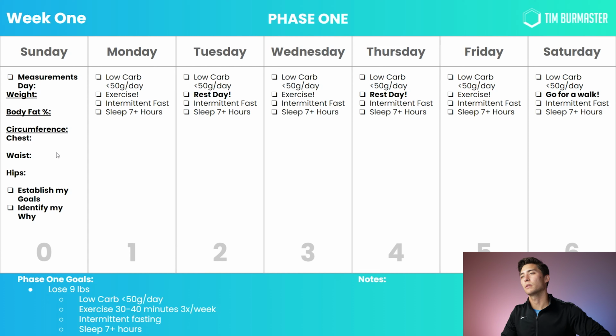And now with each and every day next to the action item, we have a little checkbox here next to every single one. And this is so you can take a look back at the previous day. So if I'm on day 2 on Tuesday, and I look back at day 1, did I do my low carb nutrition plan? Yes, check. Did I do my exercise? Check. Did I do my intermittent fasting? Check. And then check next to 7 hours of sleep.